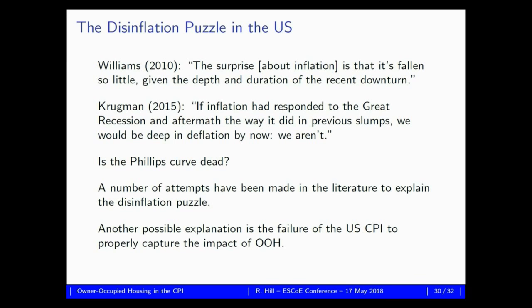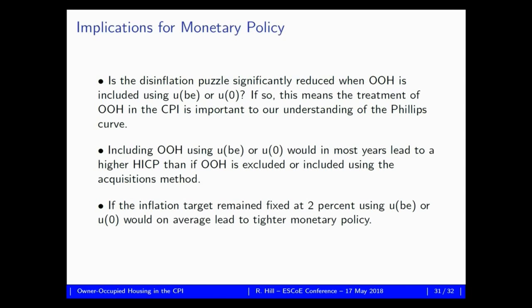They do rental equivalence there, but they're using a very bad rental index, which doesn't capture what's really going on in the housing market. And we think, particularly if you switch to one of our user costs, U0 or U break even, you get a much bigger fall. You get a significant fall in the US CPI in the recession and a subsequent big recovery. And this could explain quite a bit of this disinflation puzzle, but we haven't done that yet.